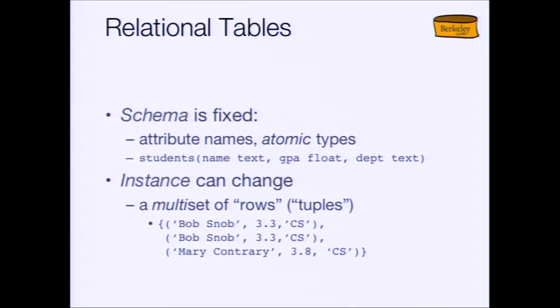We'd have Bob Snob. He'd have a GPA of 3.3. He'd be in the CS department, but he'd be there twice. Right? Why not? I don't know. This is just the way it is. So what can I tell you? It's multi-set semantics. It's convenient for applications that are doing insertion logic. They don't have to think about counting. They can just pour stuff into the database.